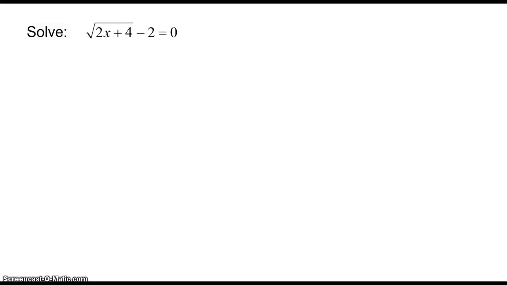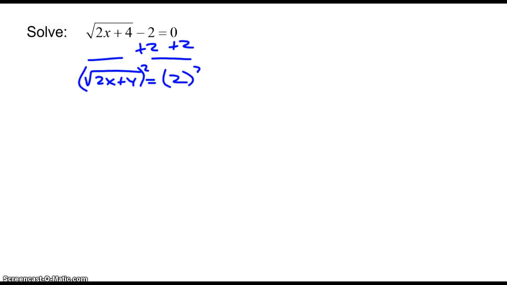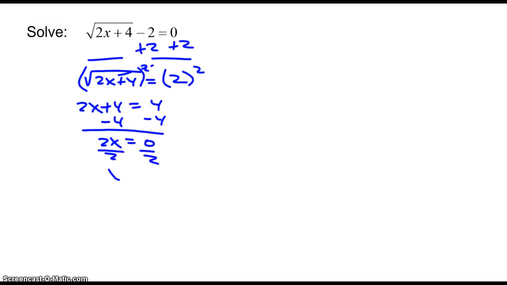For this one, I'll give you a starting hint. You want to go ahead and add 2 to both sides so that you can isolate the square root first before you square both sides. So continue from there and then unpause the video. Okay, so when we do that, we would square both sides. The square and the square root cancel. 2x plus 4 over here and 4 on this side. And if I subtract 4 from both sides, I get 2x equals 0. And then if I divide by 2, I get x is 0 because 0 over 2 is just 0.